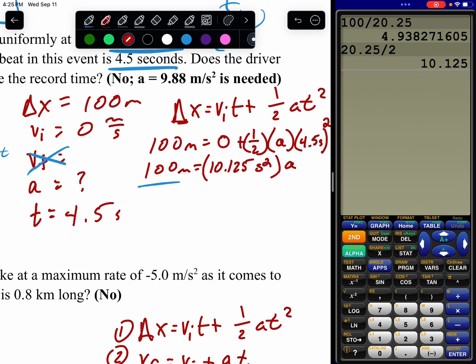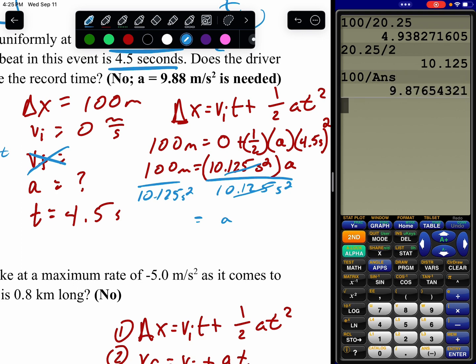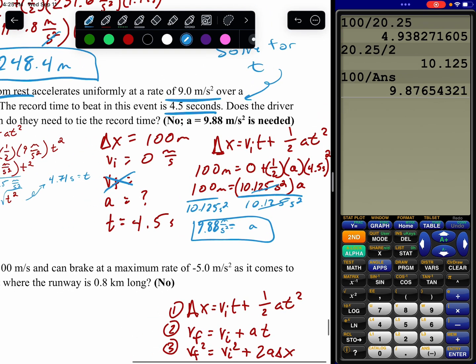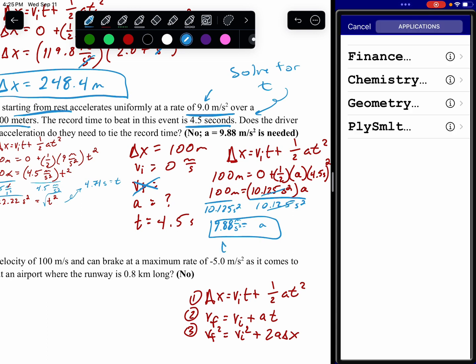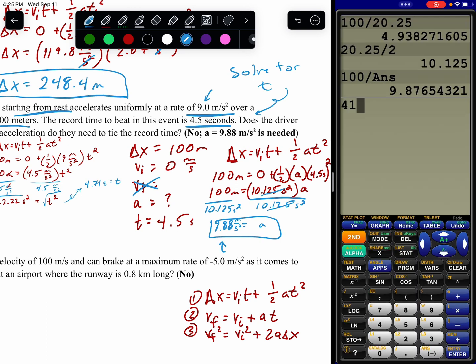And then we are going to divide both sides by 10.125 seconds squared. And we get an acceleration of 9.87. So I'll say 9.88 meters per second squared. And that's going to be the acceleration we need. So notice, previously, we didn't get the record with 9 meters per second squared, but we would get the record if we accelerate at a greater rate.